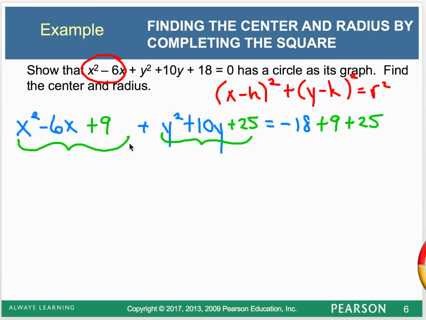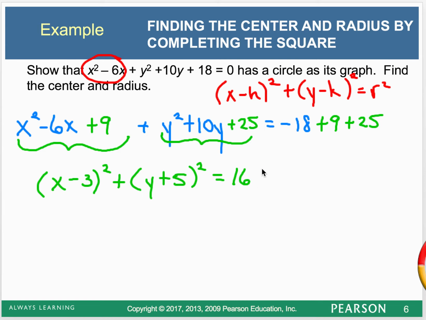The reason I did that is because that makes this a perfect square trinomial, that I know how it factors. It's going to use this sign, and that first number we got, the half of 6, all squared. Same thing with this one. It's going to use this sign, and that first number, the half of 10, which is 5, all squared. And then equal, I'm just going to have to add these together. Well, negative 18 plus 9 is negative 9, so 25 minus 9 is 16.